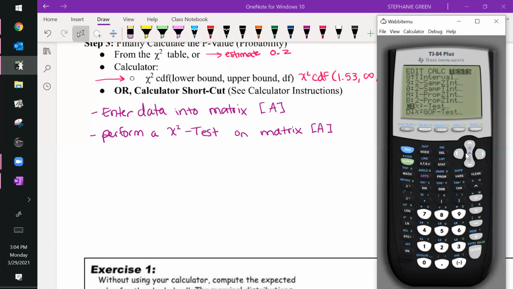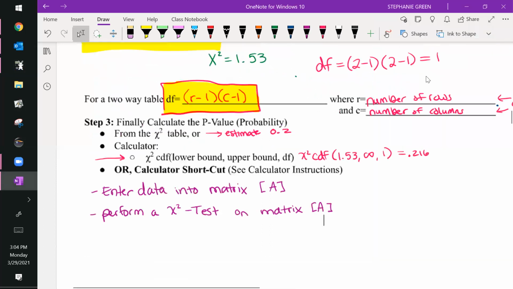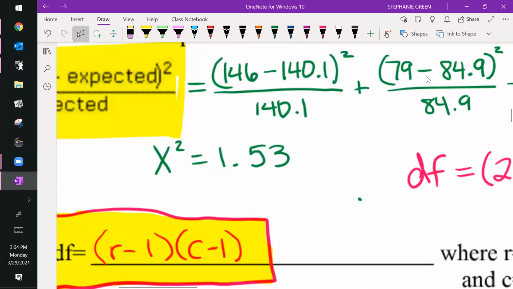So we're at option C, enter. Observed is in A, I want my expected to be in B, calculate. Again, draw will give you the same information as calculate with a nice picture that we could sketch in for some extra points. And there we go. My chi-square statistic, 1.52. Exactly what we had before.